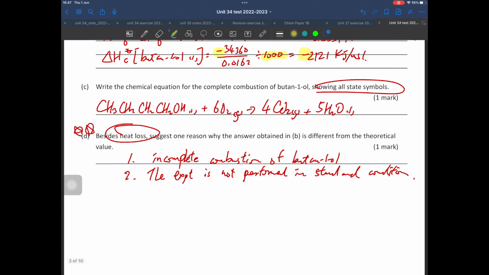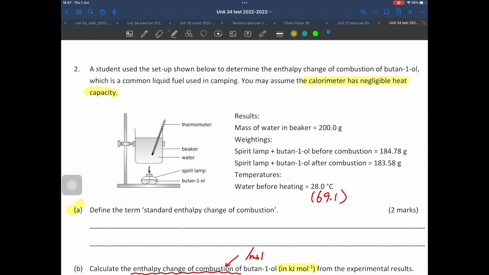Finally, but this is important, many of you got the incorrect answer. Besides heat loss, one more reason why the final value is different from the theoretical one is, okay, many of you just mentioned that the specific heat capacity of the calorimeter is neglected. Oh yes, this is true, but not accepted because it is given already. So please give me more reasons.